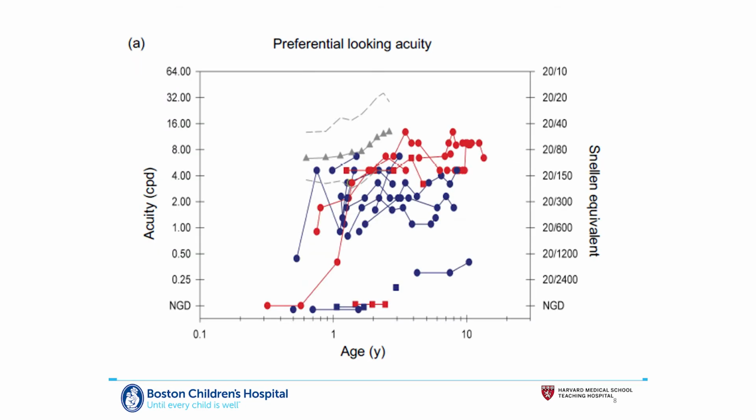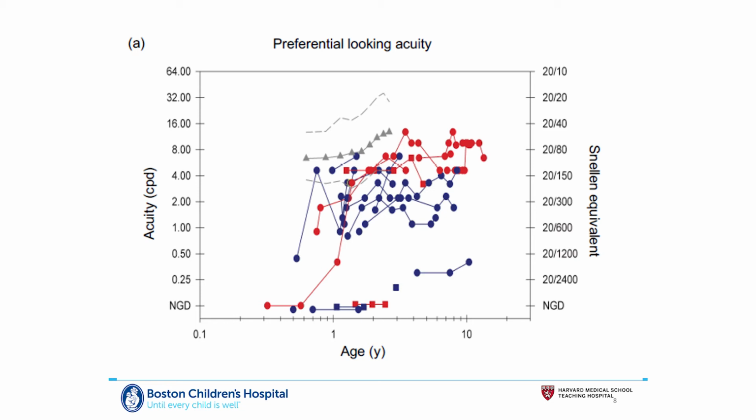This is a graph plotting visual acuity by the preferential looking test with age on the x-axis in a log scale and acuity on the y-axis with cycles per degree on the left and the Snellen equivalent on the right. Each dot is an individual measurement, and those connected by lines are an individual over time. In red are individuals who achieved mobility, independent or assisted, and in blue, those without mobility. Normal data is shown in gray with the mean and 95% confidence limits.